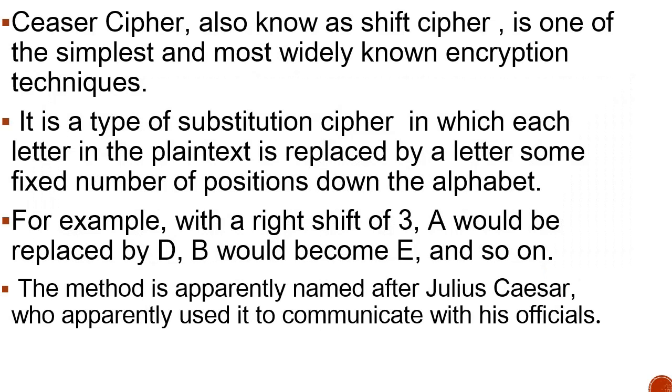Let's begin. Caesar cipher is also known as a shift cipher. It is one of the simplest and most commonly known encryption techniques. It is a substitution cipher in which each letter in the plain text is replaced by a letter some fixed number of positions down the alphabet. For example, with the right shift of 3, A will be replaced by D, B will be replaced by E, and so on. This method is apparently named after Julius Caesar, who used it to communicate with his officials.